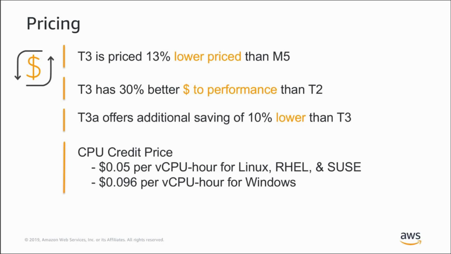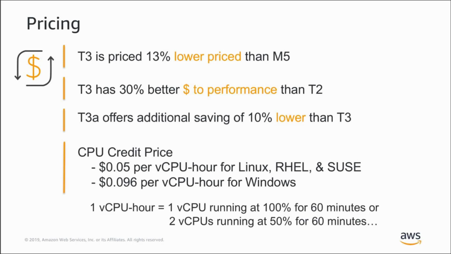And then CPU credit price. So these are credits that you could purchase if your application needs it. It happens automatically in the background when we talk about the unlimited mode, and we'll dive a little bit deeper into how these are allocated. But the price is 5 cents per vCPU hour. vCPU hour is one vCPU running at 100% for 60 minutes, so fully loaded.